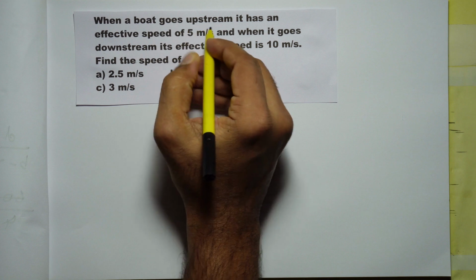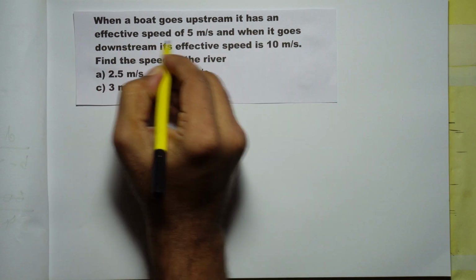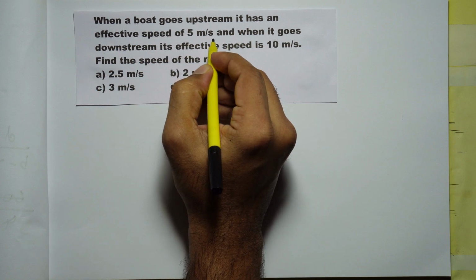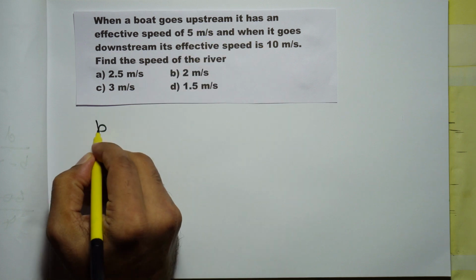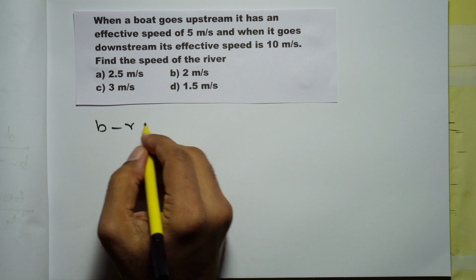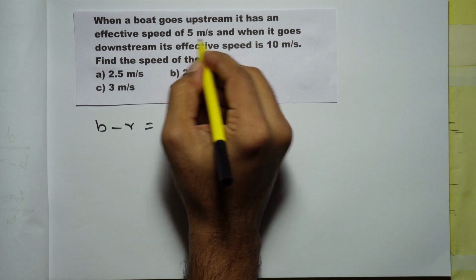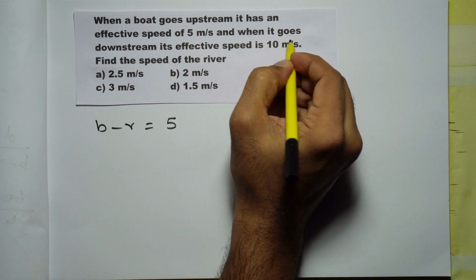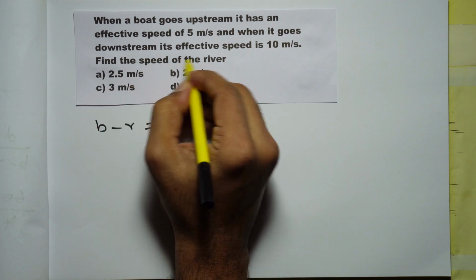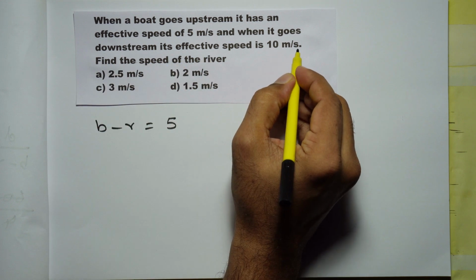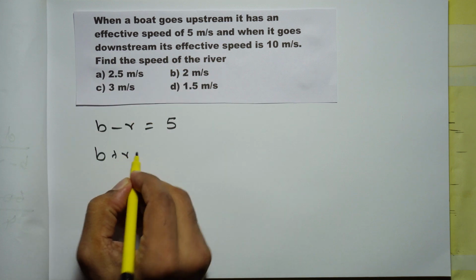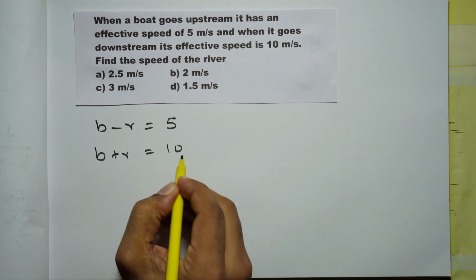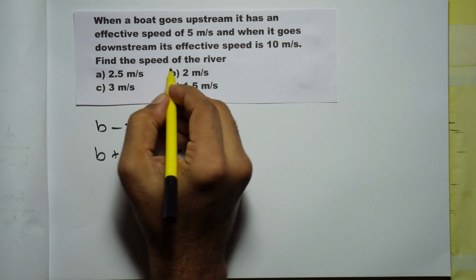When a boat goes upstream, it has an effective speed of 5 meters per second. Now when it is going upstream, effective velocity is b minus r, and this is given as 5 meters per second. And when it goes downstream, its effective speed is 10 meters per second. Now when it goes downstream, effective velocity is b plus r, and this is equal to 10. Find the speed of the river.